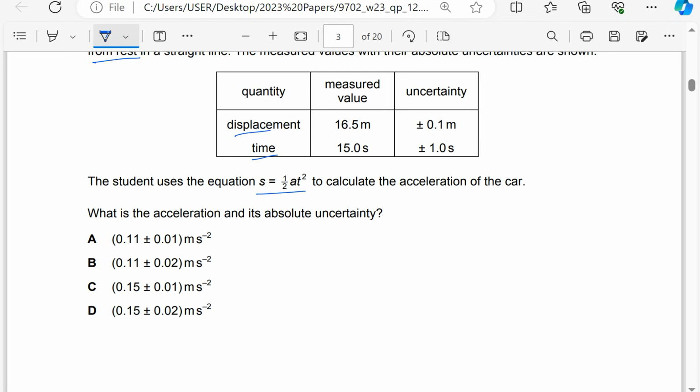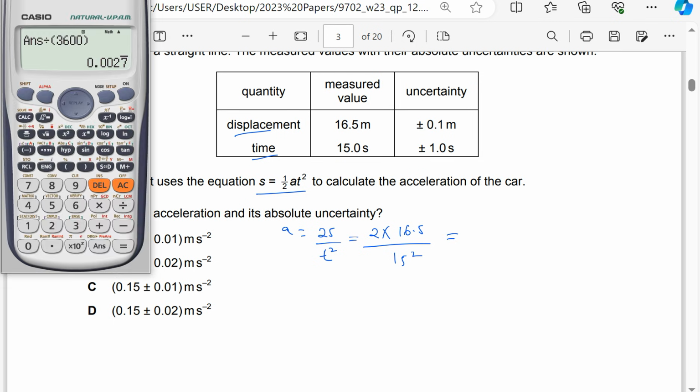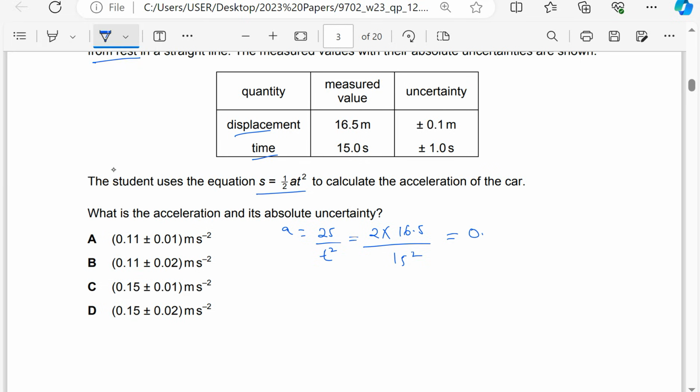So let's begin by finding the acceleration. So a is going to be twice s divided by t squared. So I'll substitute 2 times s, which is 16.5, divided by t squared, which is 15 squared. From my calculator, it is 2 times 16.5 divided by 15 squared. So this gives me 0.1467 meters per second squared.